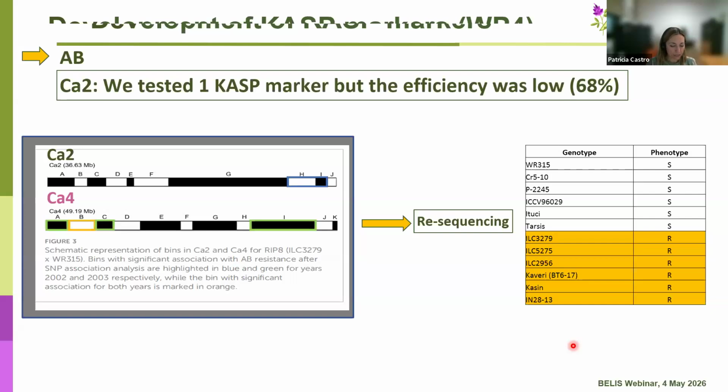We have already developed a KASP marker for the region on chromosome 2. However, its efficiency is a little bit low. And therefore, we are now focusing our efforts on developing more robust KASP markers for the regions on chromosomes 2 and 4. To do this, we are resequencing 12 genotypes, 6 of them resistant and 6 of them susceptible, with diverse genetic backgrounds, in order to identify allelic variants that explain a higher percentage of the phenotypic variation.